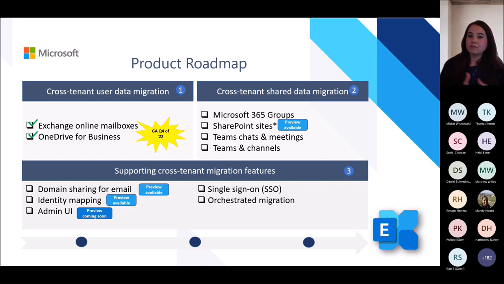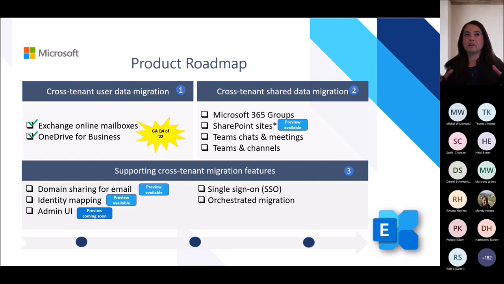Identity mapping is a new preview available to make it easier to update the user objects in preparation for the mailbox move. This feature/service will eventually underpin most of the identity and object mapping tasks to support migration of data for both user and shared in the future.